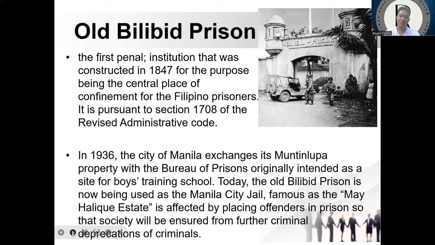Okay, so ang Manila City Jail, or it is famous as the May Haliga Estate, it is effected by placing offenders in prison so that society will be insured from further criminal depredations of criminals. So again, ang Old Bilibid Prison, class, that is the first penal institution constructed in 1847. Of course, ang purpose niyan is for the confinement of the general Filipino prisoners. Then ngayon, that is now the Manila City Jail. Okay, Manila City Jail ngayon.